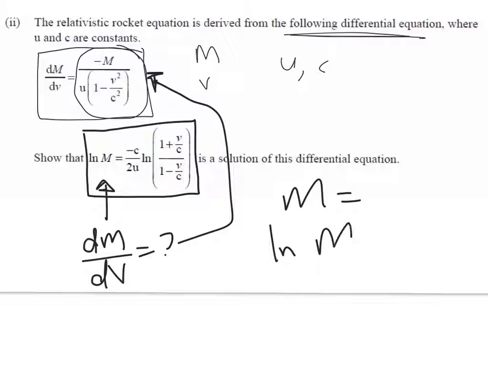So the first thing you notice is that we don't have m equals. We've got the log of m equals. What we're going to want to do is to use implicit differentiation. So there's your first clue. Okay, so we're going to try using implicit differentiation on that.